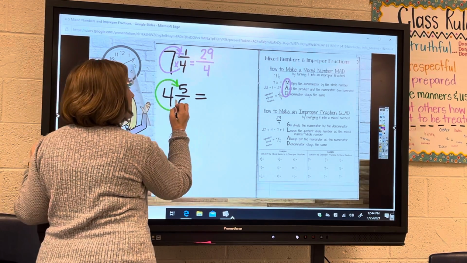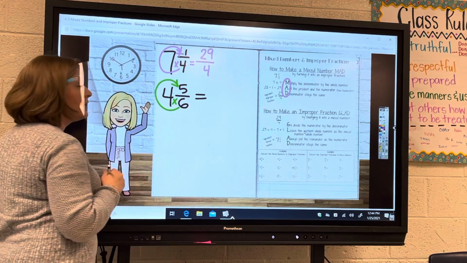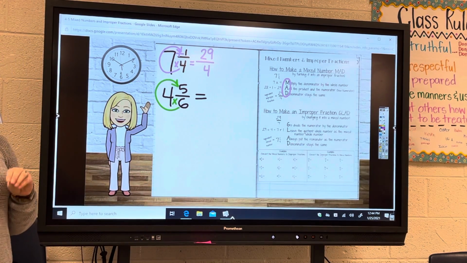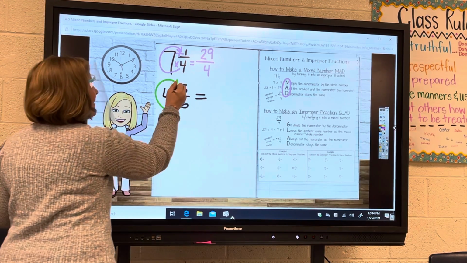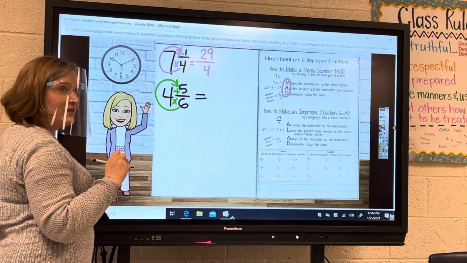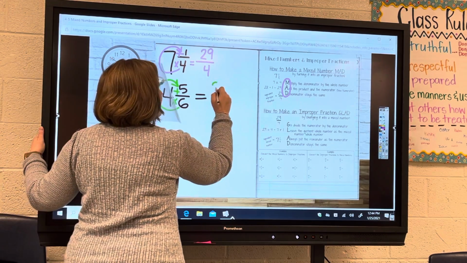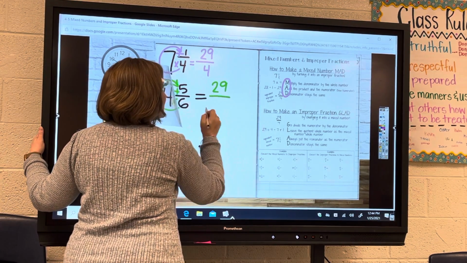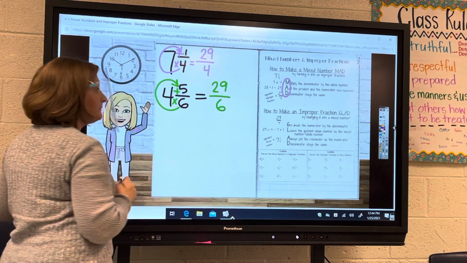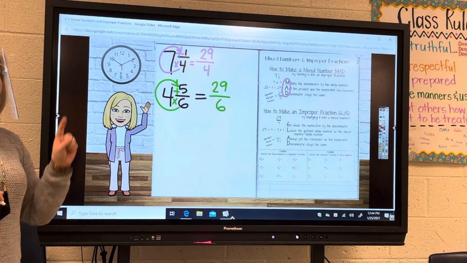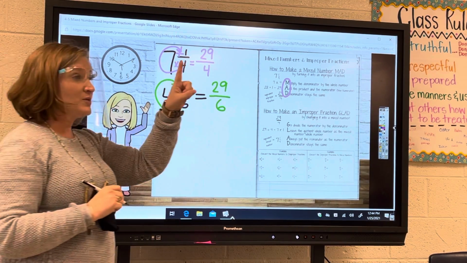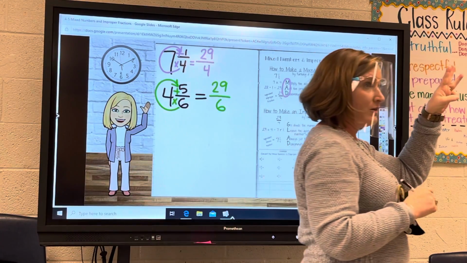The first thing we need to do is the M, which is multiply. 6 times 4 is 24. Add 5, 24 plus 5 is 29. Denominator stays the same, which is what? 6. M-A-D. Multiply, add, denominator. Okay?